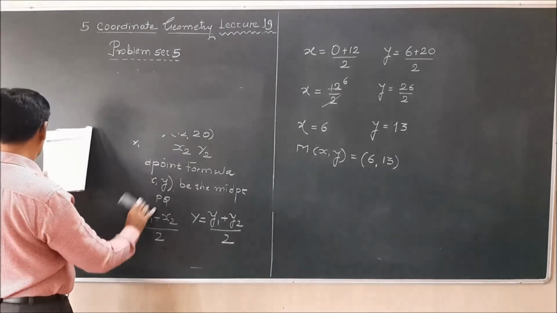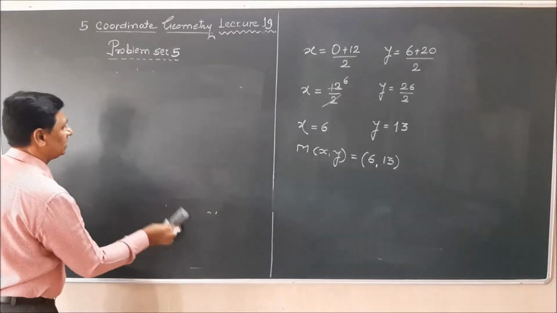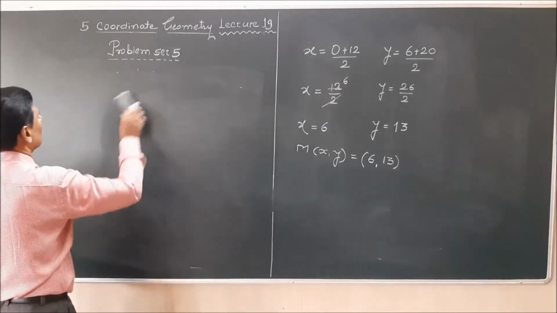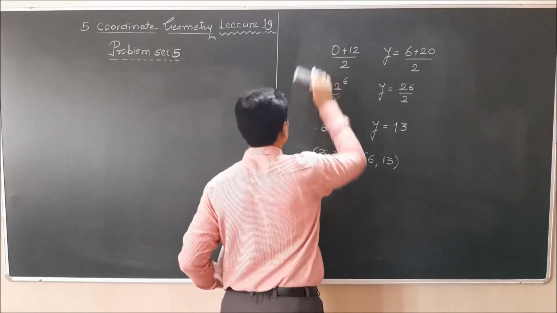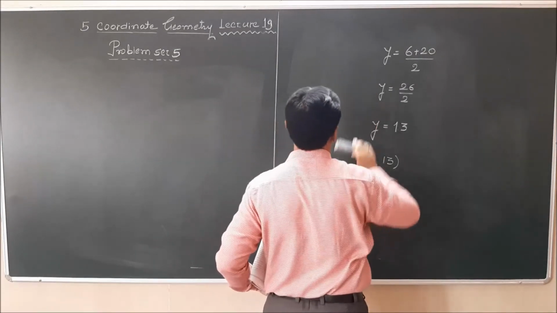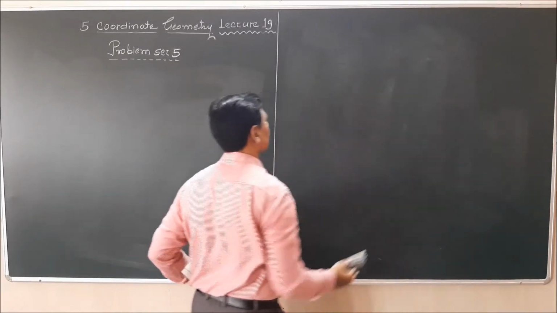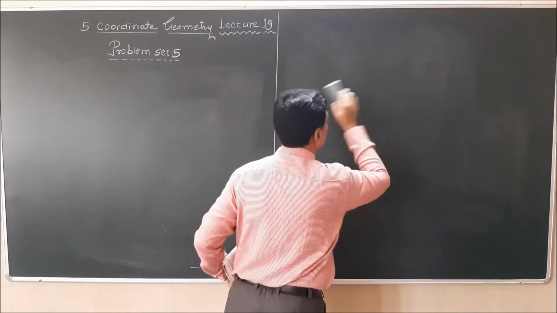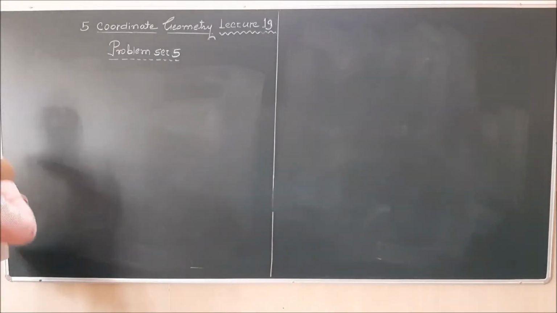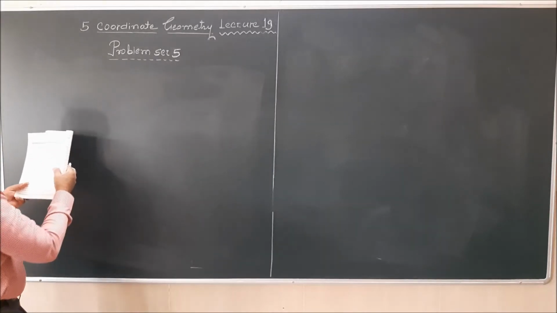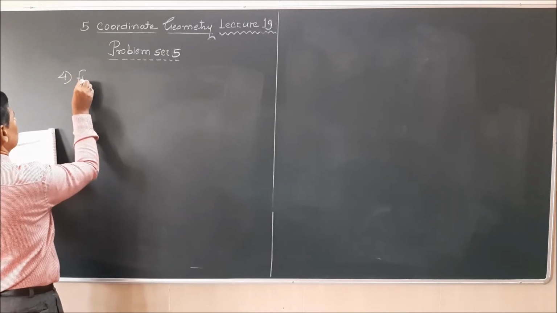Now in question number 4, find the ratio. Okay, please try to understand. In this case, they ask us to find the ratio, and they have given us the ratio points. Now I am copying the question first and writing it over here. So question number 4 is, find the ratio.